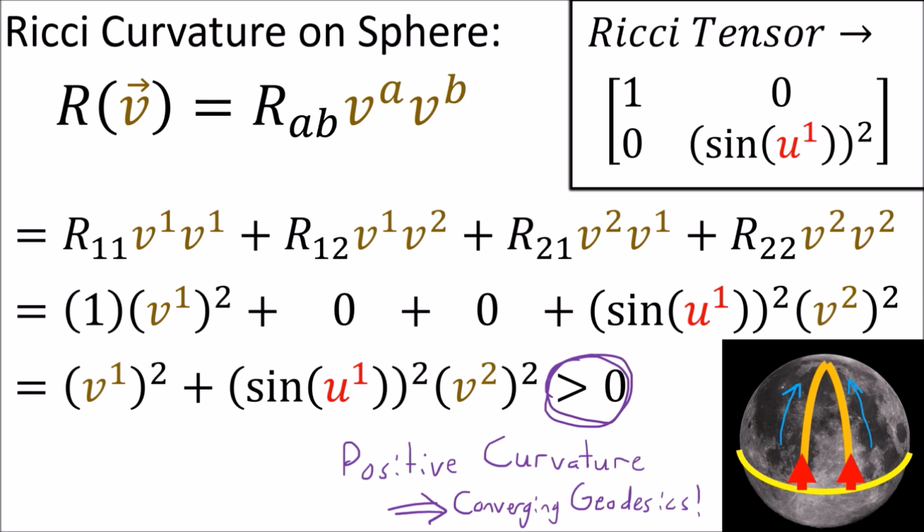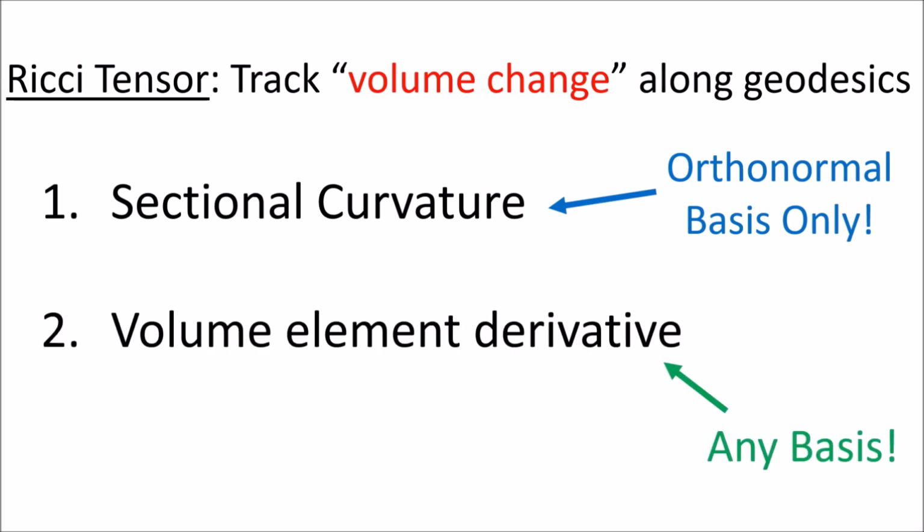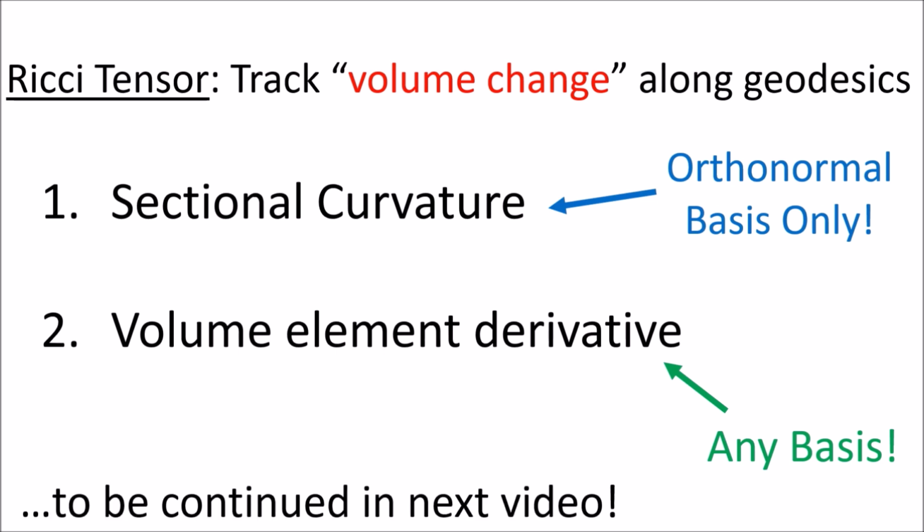Now, this interpretation of the Ricci tensor is nice enough. However, it only makes sense when we're dealing with a basis that's orthonormal. I'd like to give another interpretation about how the Ricci tensor is about changing volumes. And this is an interpretation that works in any basis. And to do that, I'm going to have to talk about the idea of a volume element. Unfortunately, this video has gone on long enough, so I'm going to leave a link in the description to the next video where I'll continue talking about the interpretations of the Ricci tensor and Ricci scalar.